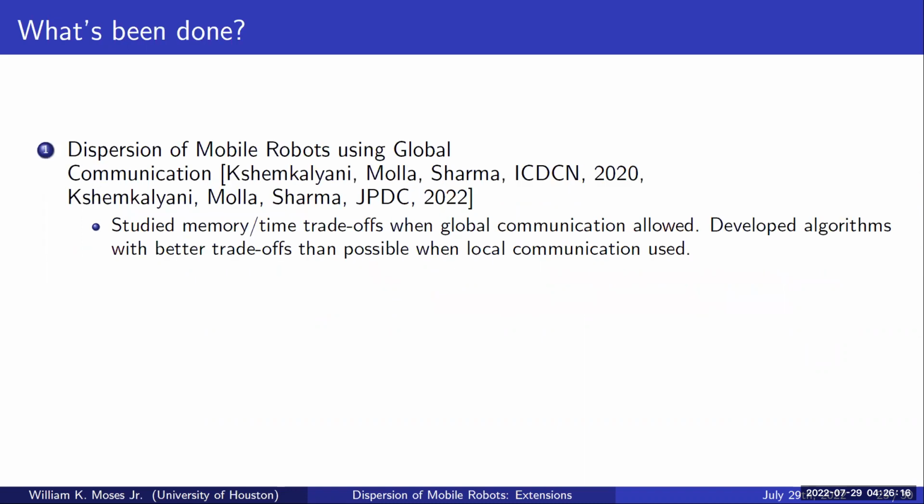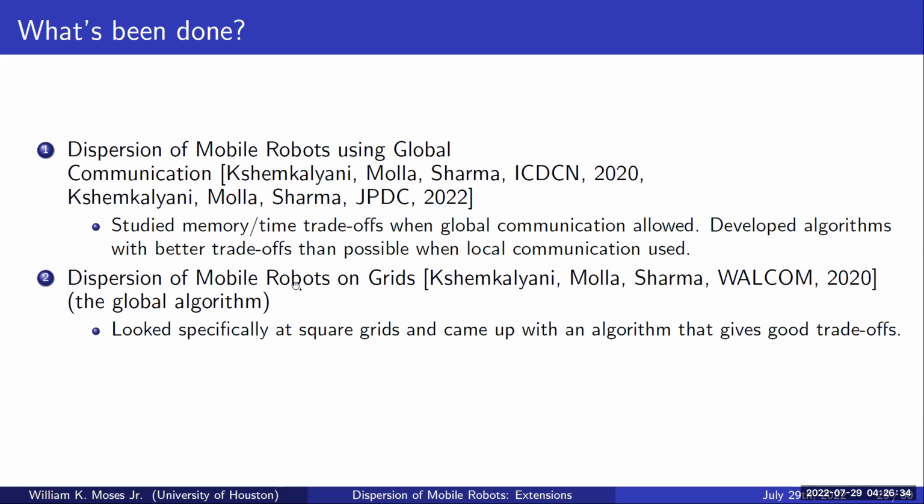Now, what's been done before? Well, they studied the memory-time trade-offs when global communication is allowed. And they were able to develop better algorithms with better trade-offs than if you only used local communication. Another line of work was dispersion of mobile robots on grids. Basically, in this paper, there is also a global algorithm, and same thing. It gives good trade-offs because we allow global communication.